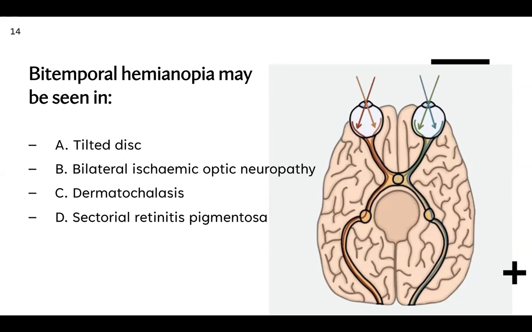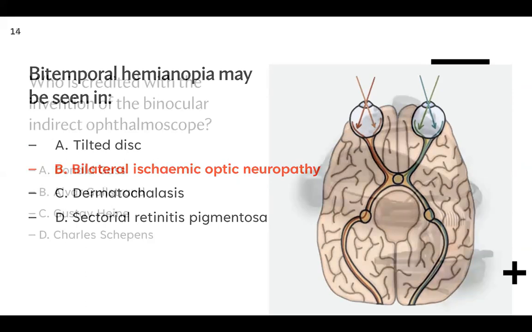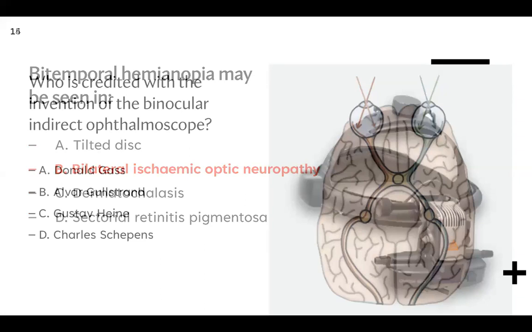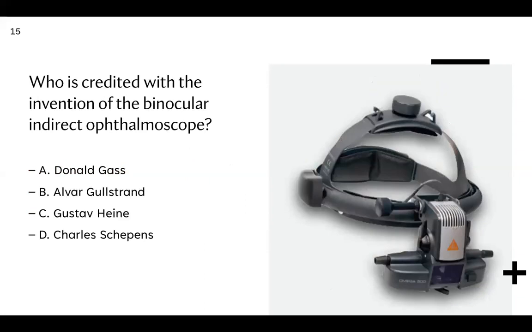The poll is closed. The right answer is bilateral ischemic optic neuropathy. In that condition, you typically see an altitudinal field effect and not bitemporal hemianopia. I thought dermatochalasis here was a googly, but you can imagine in severe dermatochalasis, the temporal visual fields would get occluded. Question number 15 is this: who is credited with inventing the binocular indirect telescope?